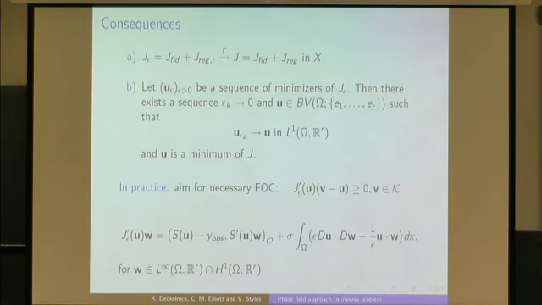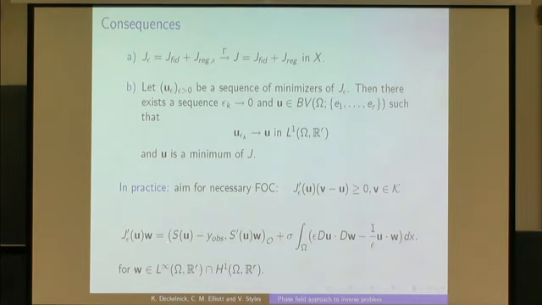We can go for the necessary first order condition. So maybe we try to find functions or solutions which satisfy the necessary first order conditions. That means this condition here, the first derivative of J_epsilon at u in direction v minus u is greater or equal to 0 for all v in K. So one has to be a little bit modest here. And if we want to go on from here, then the usual thing is to first of all calculate the derivative. This is what we've done here.